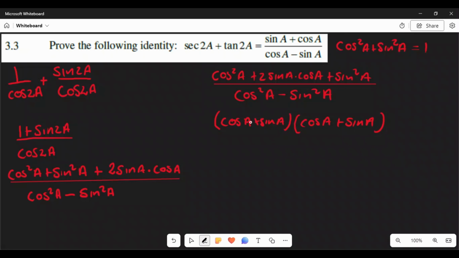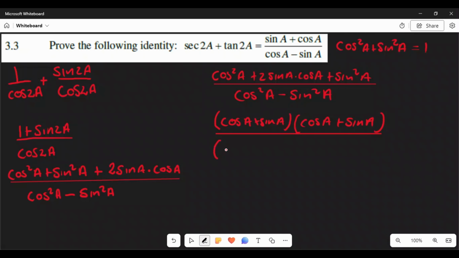Let's see if our factorization is correct. If you say cos multiplied by cos, it's going to give us cos squared. If you say cos multiplied by sine, we're going to have one sine cos. If you say sine multiplied by cos, you're going to have another one sine cos. When you add them, they're going to give you 2 sine cos. And then sine multiplied by sine, we're going to have sine squared. So this is correct. Then underneath here on the denominator, we have the difference of 2 squares.